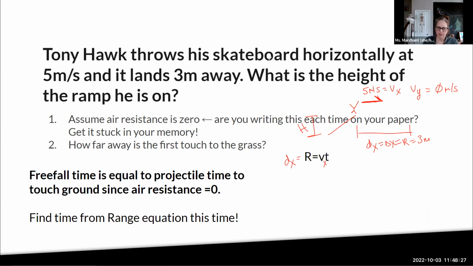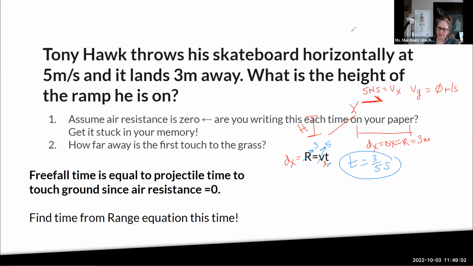So for this, do I know the range? Yep, I know the range is 3. Do I know the velocity in the X? I do, it's 5. What's the only thing left? The time. So my time is 3 over 5 seconds. So in this case, they gave us the range. So we use the range formula first. When they give us the height of the cliff, we use the Y formulas first, because that's how we can eliminate the most variables and be able to solve it. One variable per equation so that you can solve it.